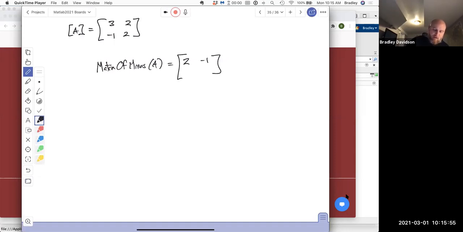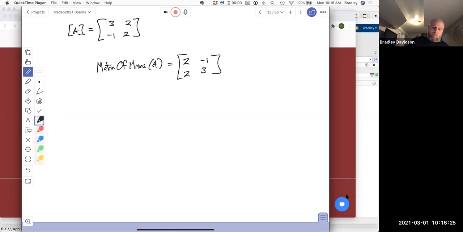And then we'll do the same thing. We'll choose this -1, cover up the column, cover up the row, what's left is our 2. And then choosing our 2, cover up our column, cover up our row, what's left is our 3. The determinant of 3 is 3. Okay, so you can see what we've done is we've flipped everything, okay? It's like we flipped it twice.